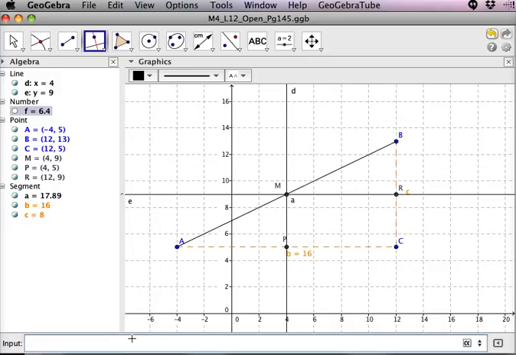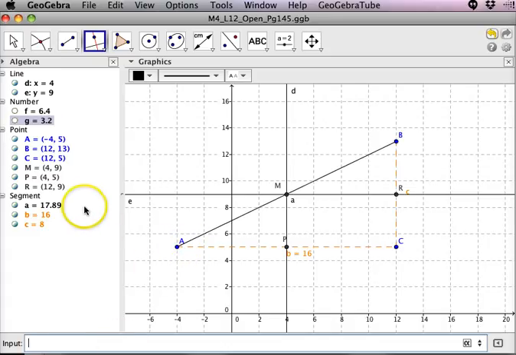And we also want to do 2/5 of whatever BC is. I'll use the asterisk for the star, and let's see what we get for that, 3.2. So to find the point, we should just add the 6.4 to the x coordinate and 3.2 to the y coordinate, and we should have our point.